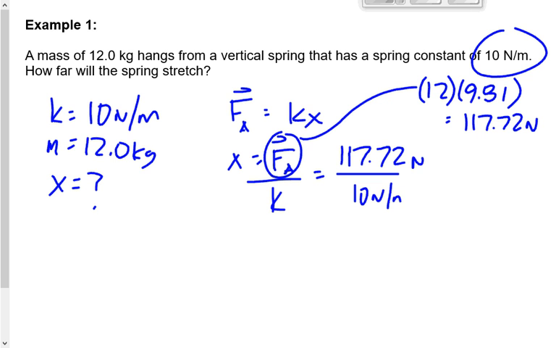So gravity pulls on this spring with a force of 117 newtons, because it's hanging vertically, we divide that by the spring constant, and I end up getting, to 2 digits, 12 meters. Wow, that's a long spring that I just stretched 12 meters. I told you it wasn't going to be a realistic answer. But the process is still good.